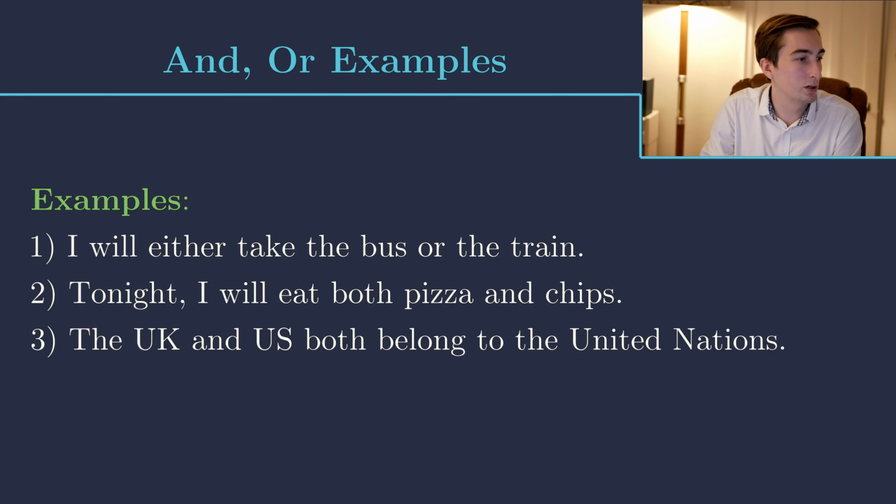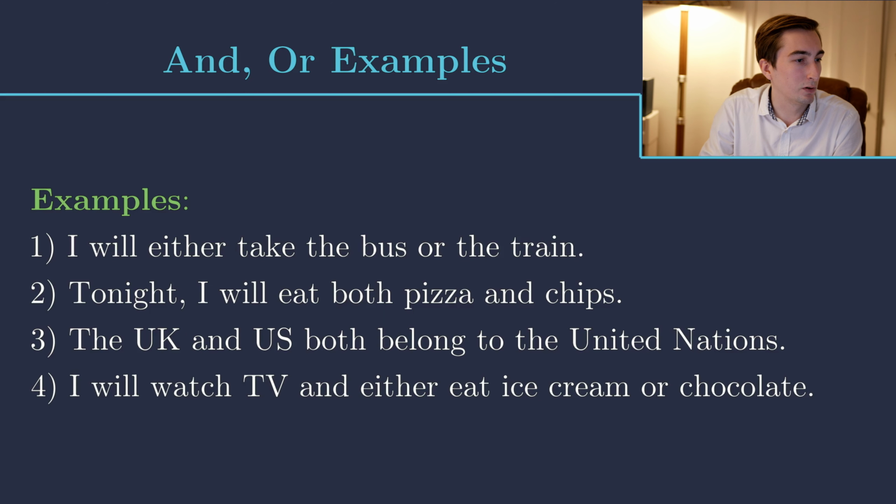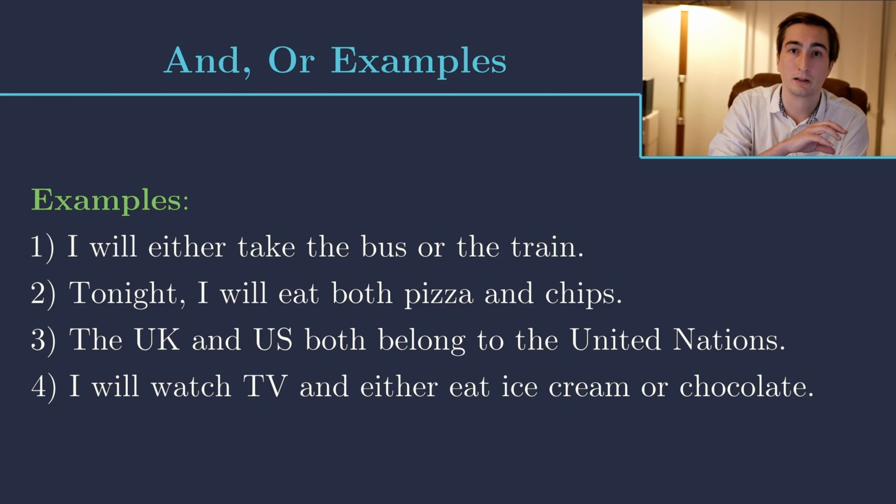We've got here now, the UK and US both belong to the United Nations, because again we've got the word and in there, we're using the and operator. And the final one, we've got an example here where now we're containing both logical operators. So we've got, I will watch TV and either eat ice cream or chocolate. So this means that I'm using my or operator and I'm using my and operator.